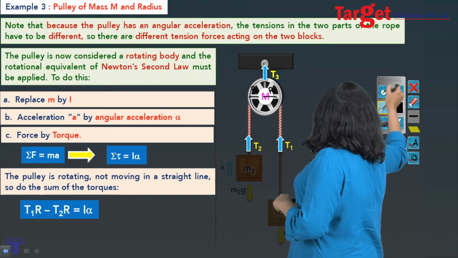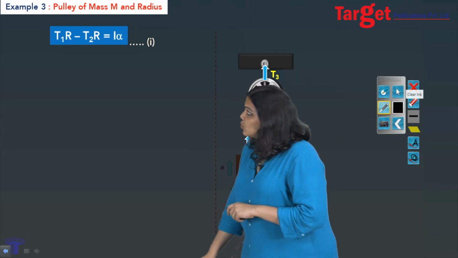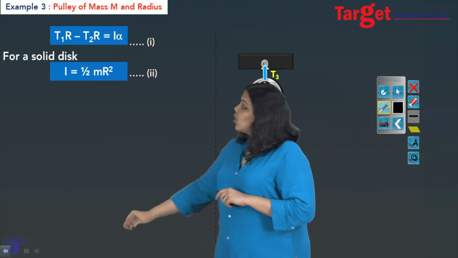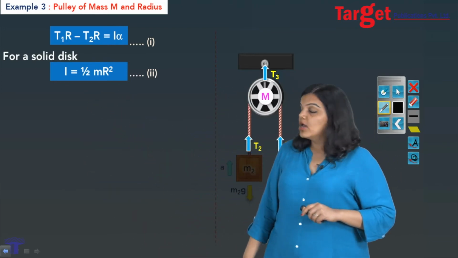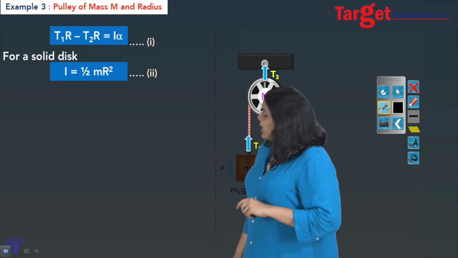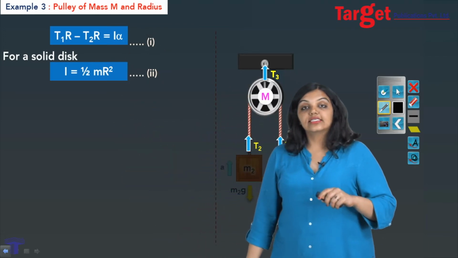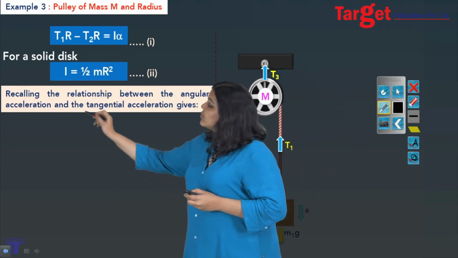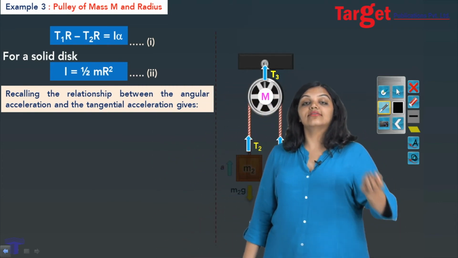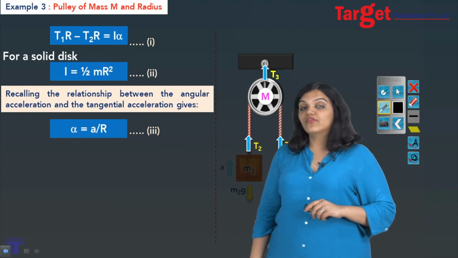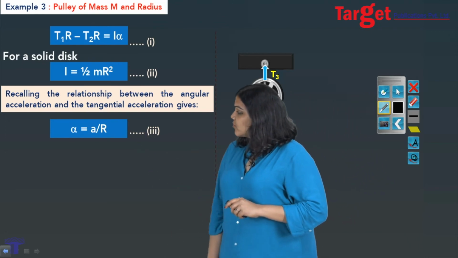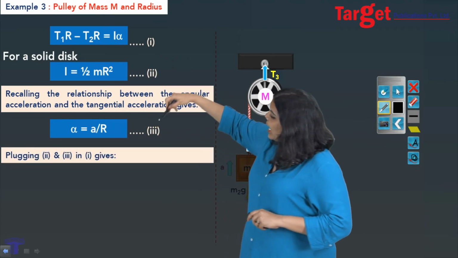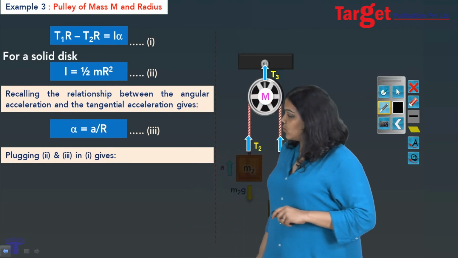But of course the next question is, what would be I in this case? So to do that, I'm going to remember that for a solid disk, the pulley is considered to be a disk. For a solid disk, the moment of inertia is half mr square, where r is the radius of the pulley. Finally, I ask, what do I do with this alpha, that is angular acceleration? I want my answer in linear acceleration, that is A. So to do that, I'm going to recall the relationship between the angular acceleration and the tangential acceleration, and that is nothing but alpha is equal to A by r, where r is the radius of the pulley. If I remember this equation and this equation, I'm going to use equation 2 and equation 3, and I'm going to substitute that in equation 1.